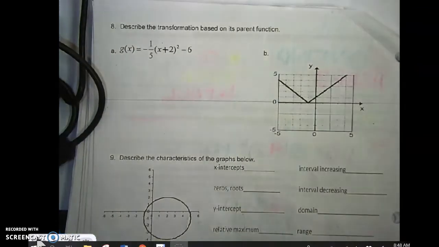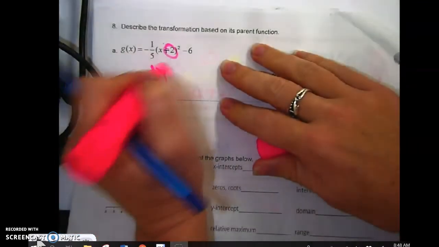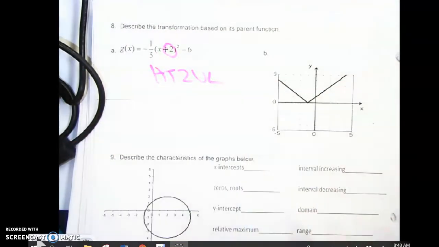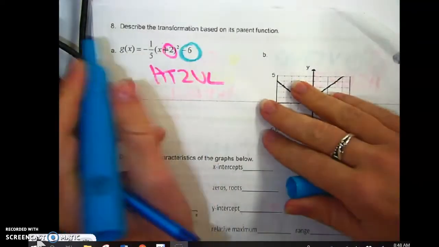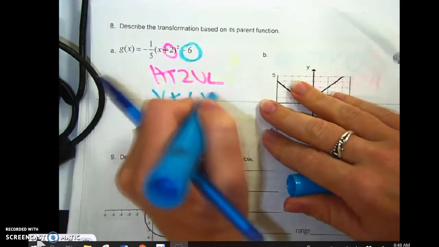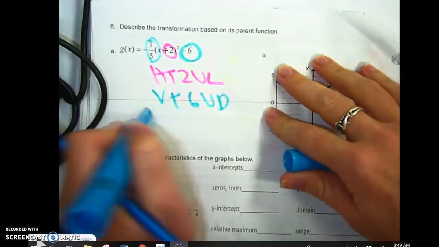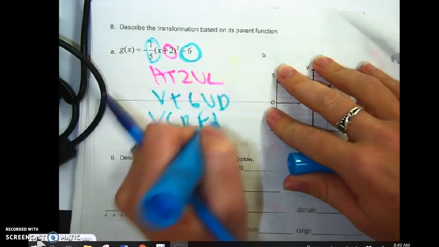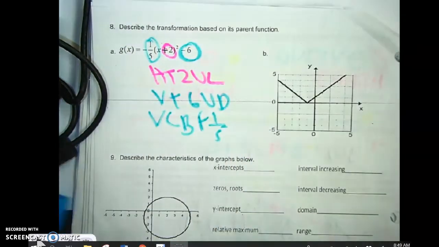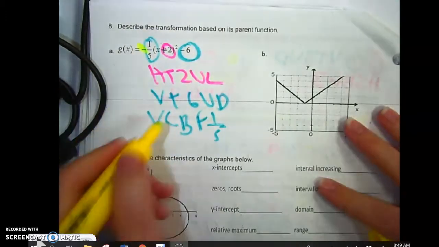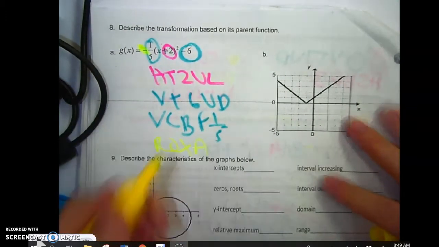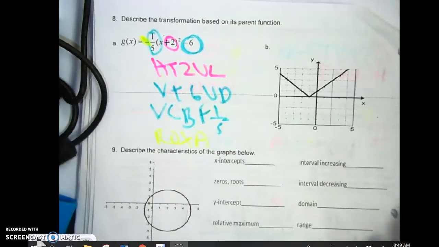Describe the transformations. Okay. Horizontal translation, 2 units left. Vertical translation, 6 units down. Vertical compression by a factor of 1/5. It's with the y, which really means it's with the x. Reflection over the x-axis. That would be worth 4 points.